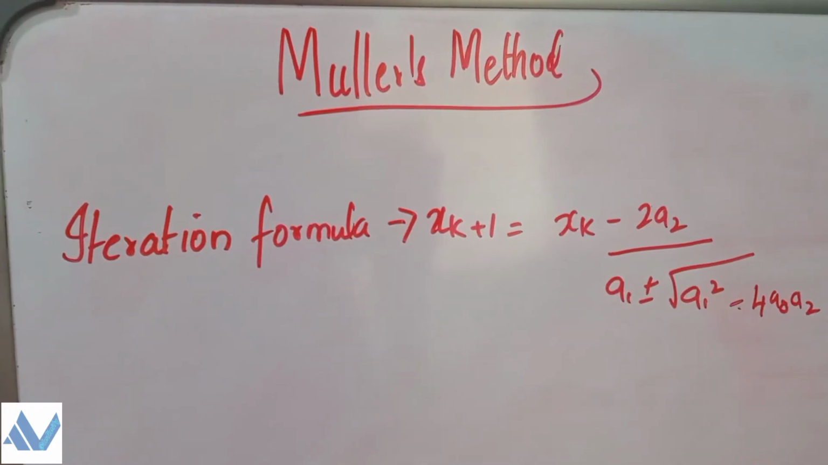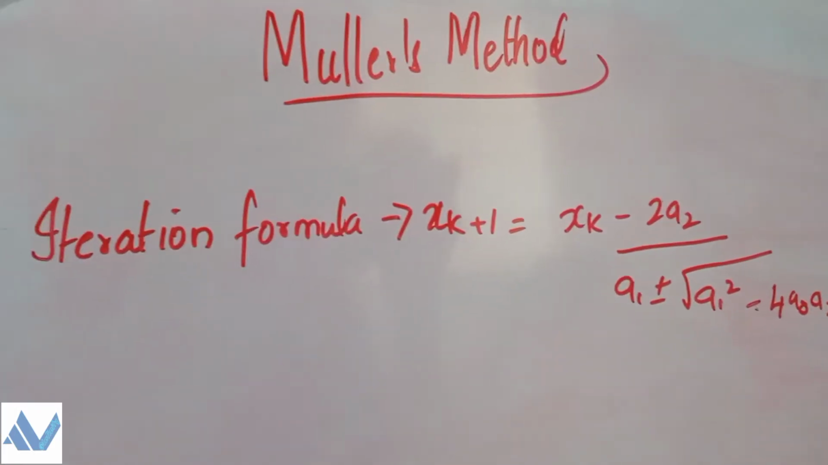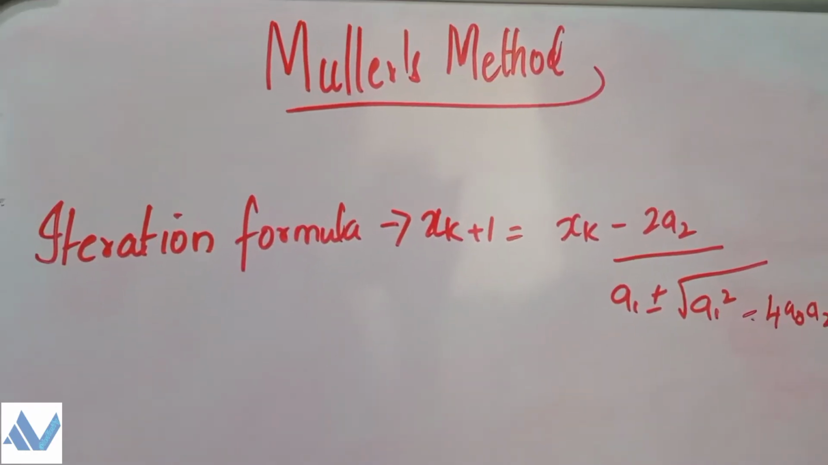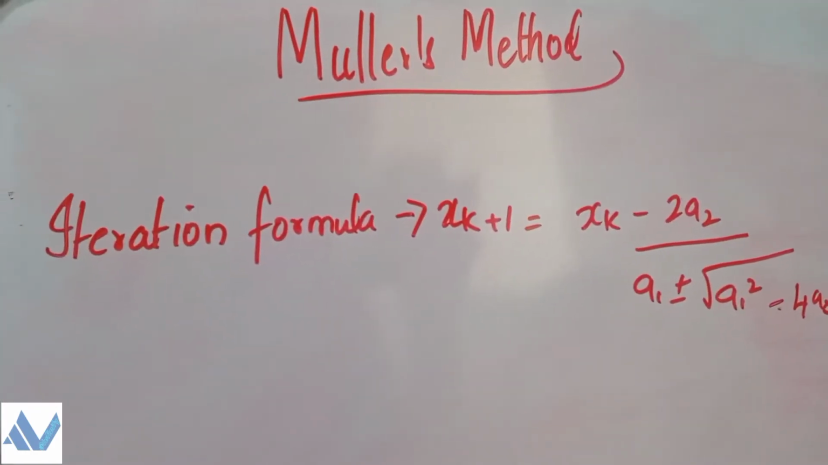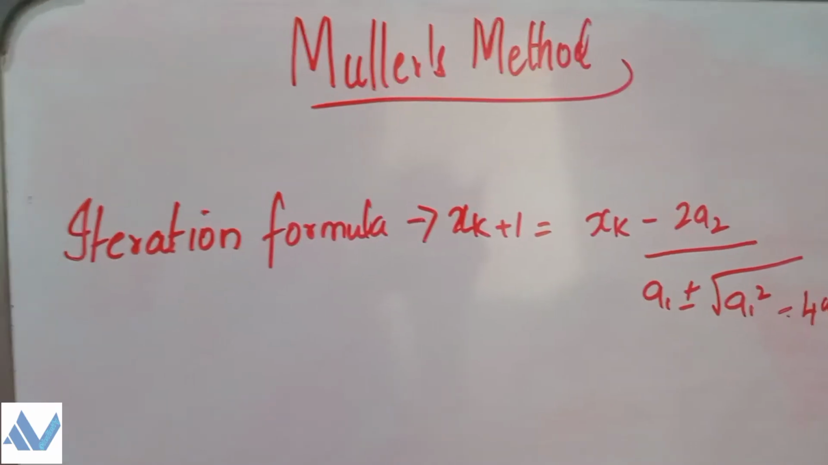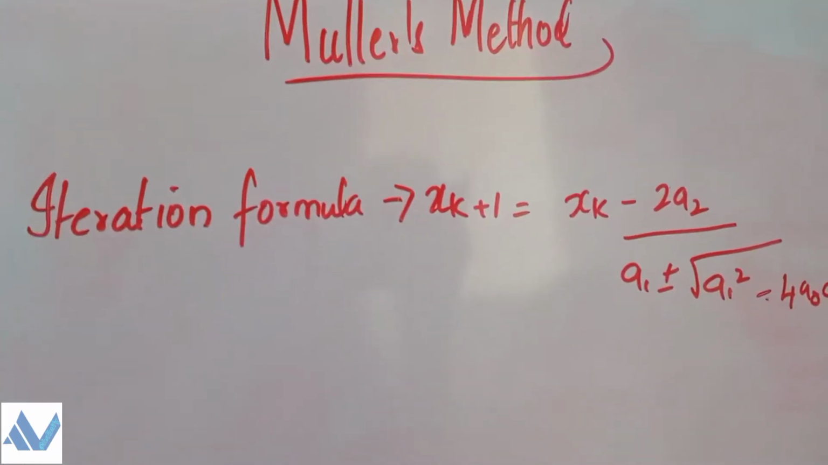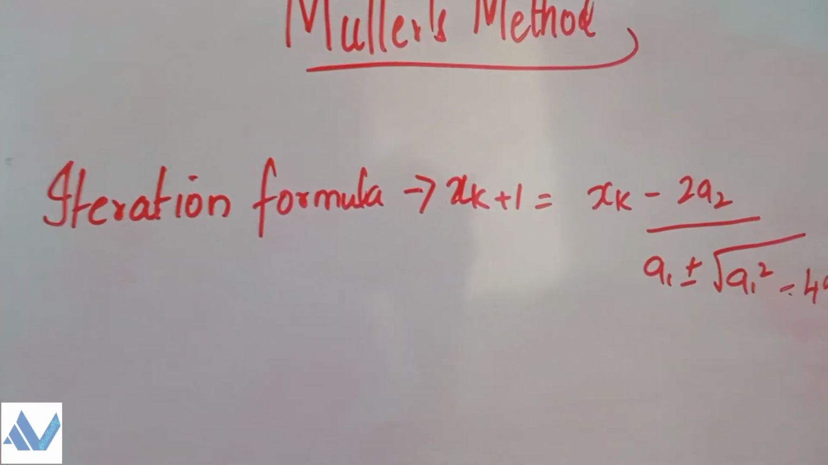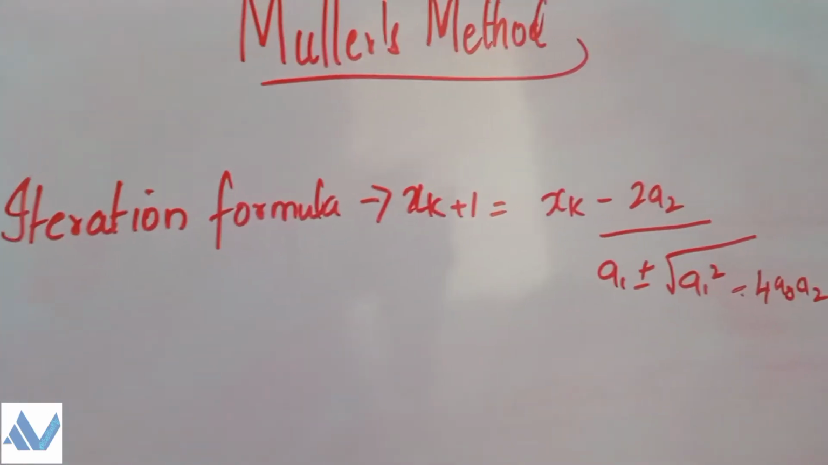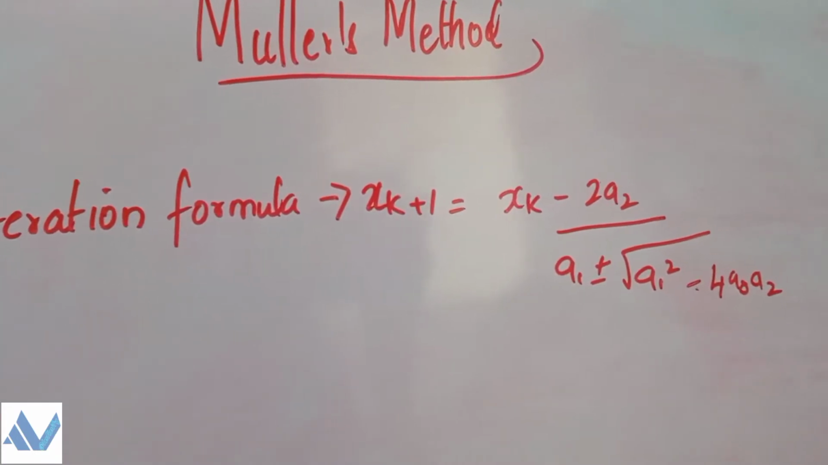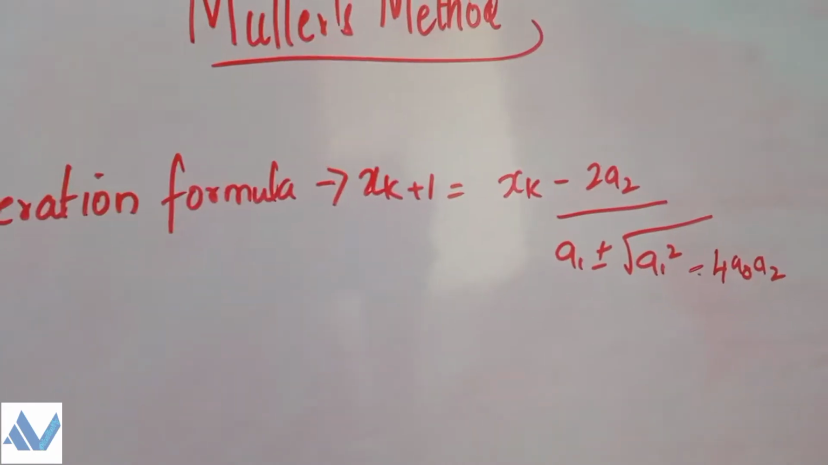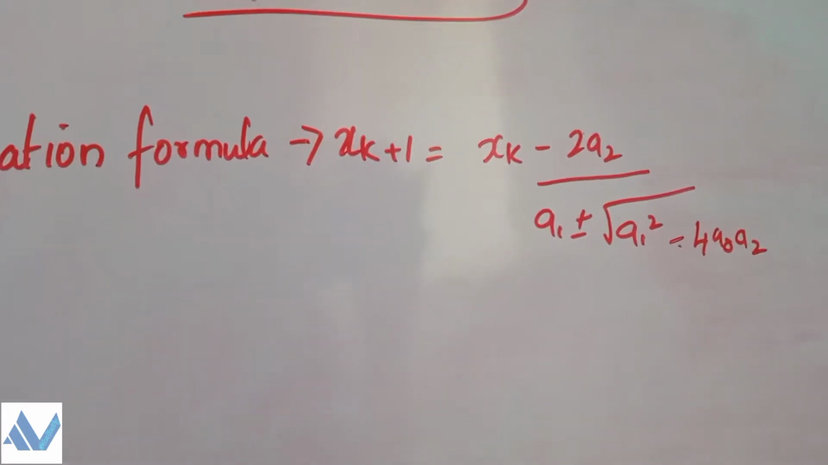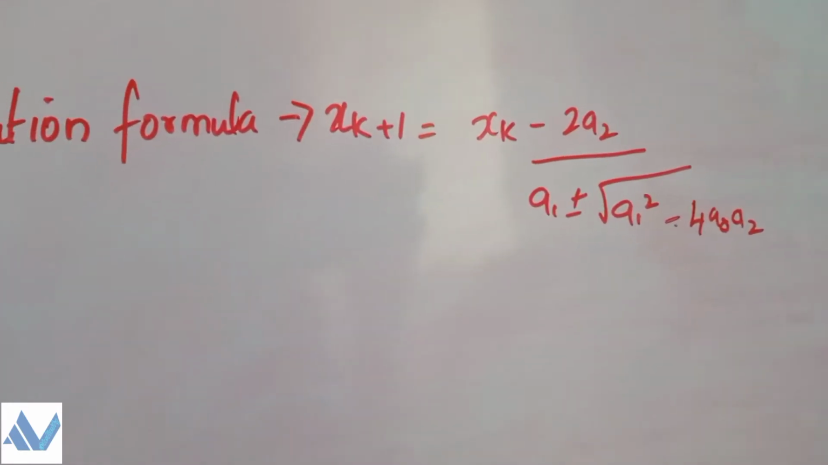Next comes the Muller's method. This is very important and requires concentration in this problem. It is really difficult for beginners who are just starting this method. So it is a very important problem, and let us begin with the iteration formula, that is x_{k+1} equals x_k minus 2a2 divided by a1 plus or minus the square root of a1 squared minus 4a0a2.